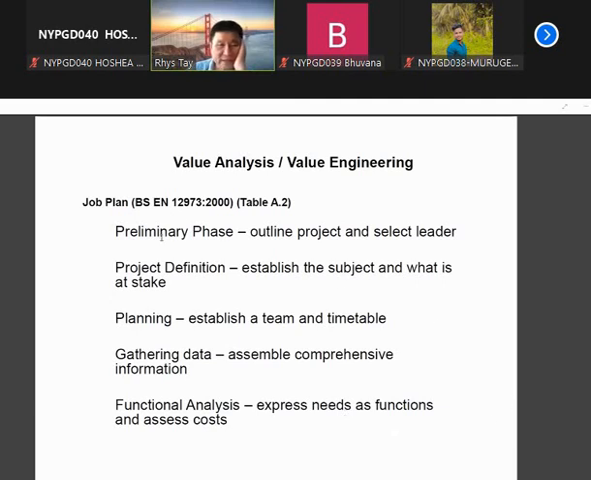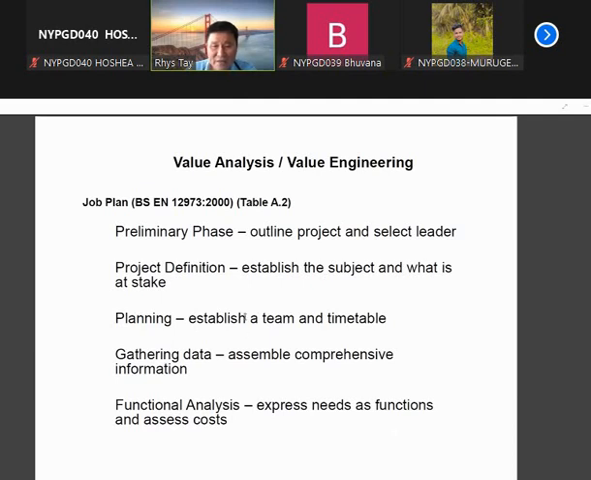So you can see that under British Standard 12973, the preliminary phase is the same as PMI, Project Management Institute. In the preliminary phase, you have to look at the sponsor and the leader. Who is the sponsor? Who is the project manager? And what is the subject? That means the method statement. You come up with the method statement of your project.